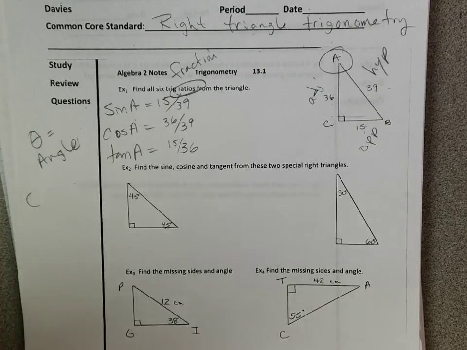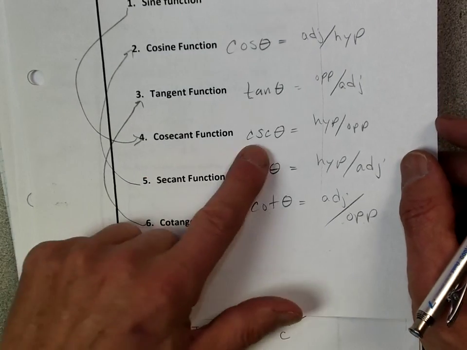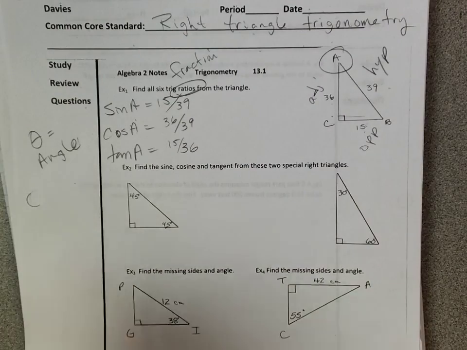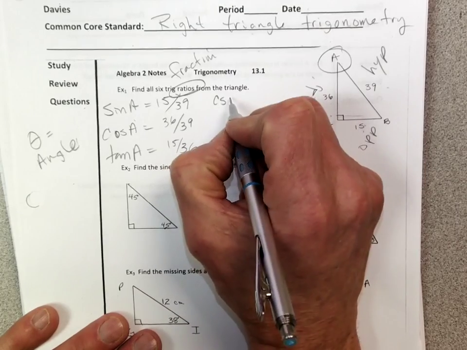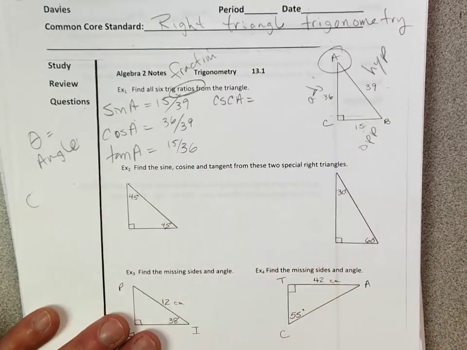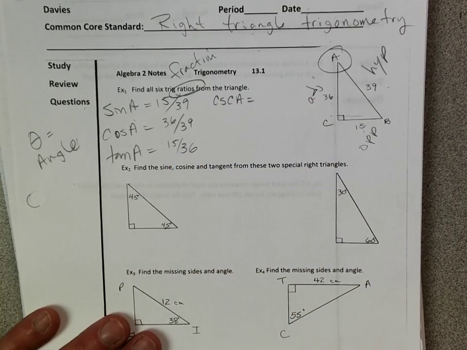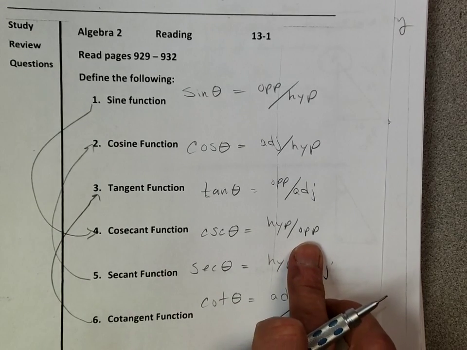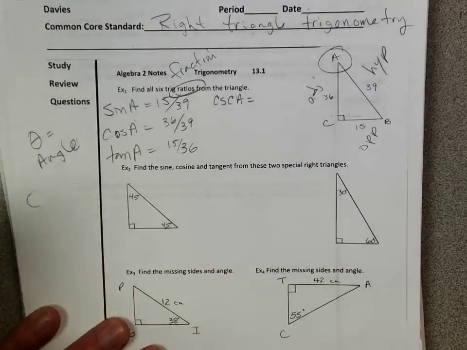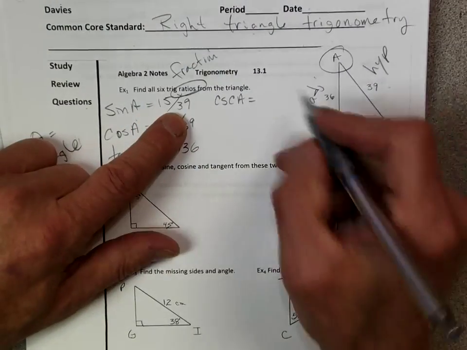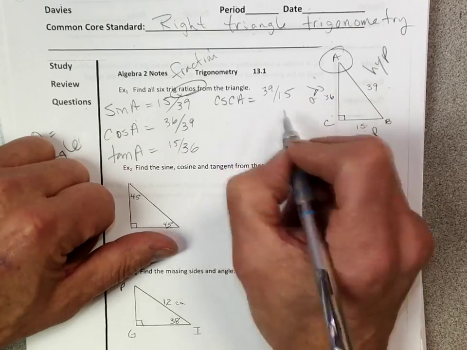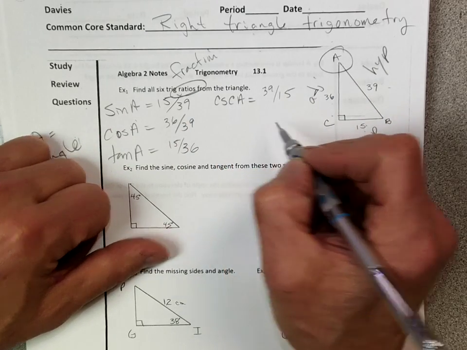So what we're going to add today that we didn't in geometry is the cofunctions. We're going to add the cosecant, the secant, and the cotangent, all right? So let's also do the cosecant of angle A. Cosecant is the hypotenuse over the opposite, okay? It's the opposite of sine, so it's 39 over 15. We won't use cosecant very often. In fact, hardly ever in here, okay?